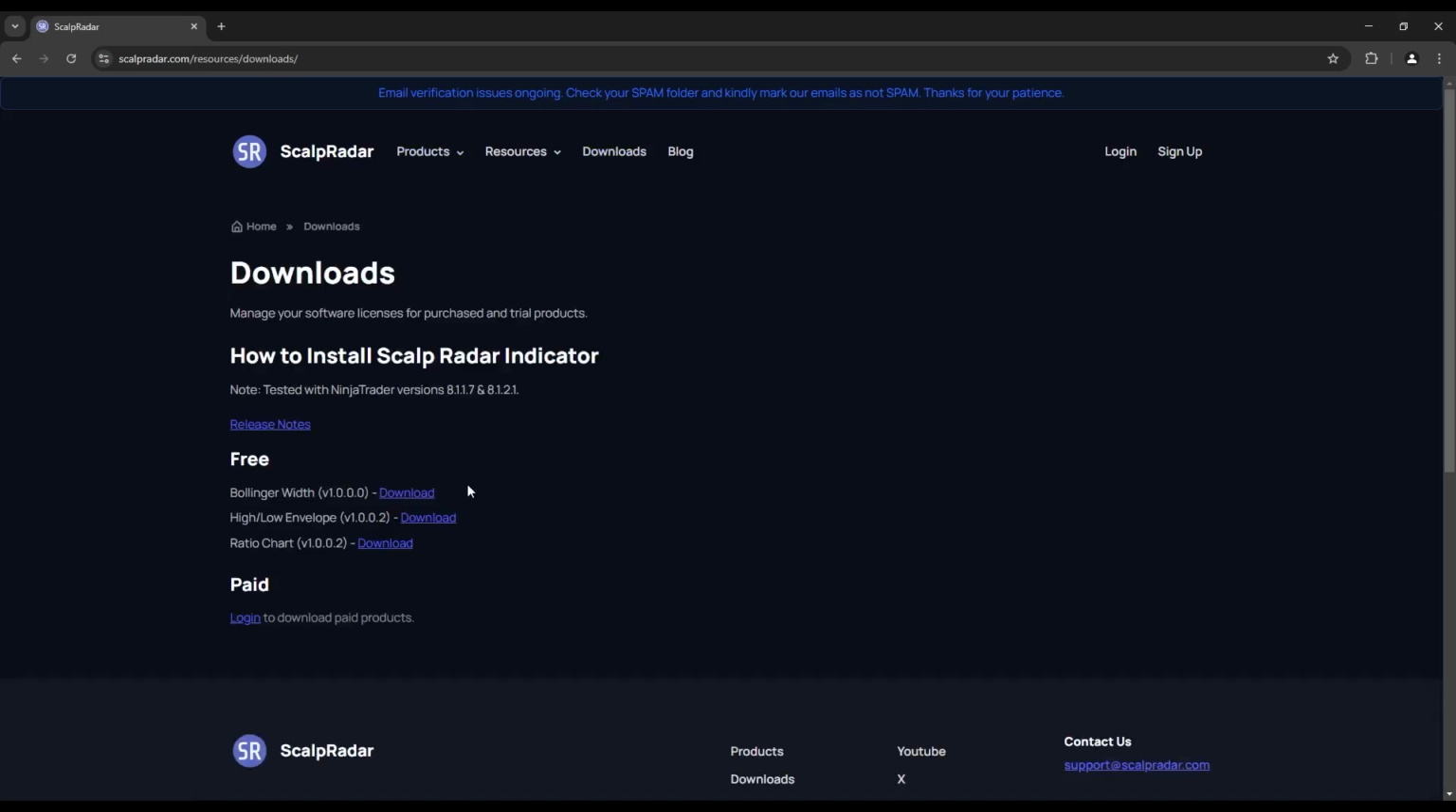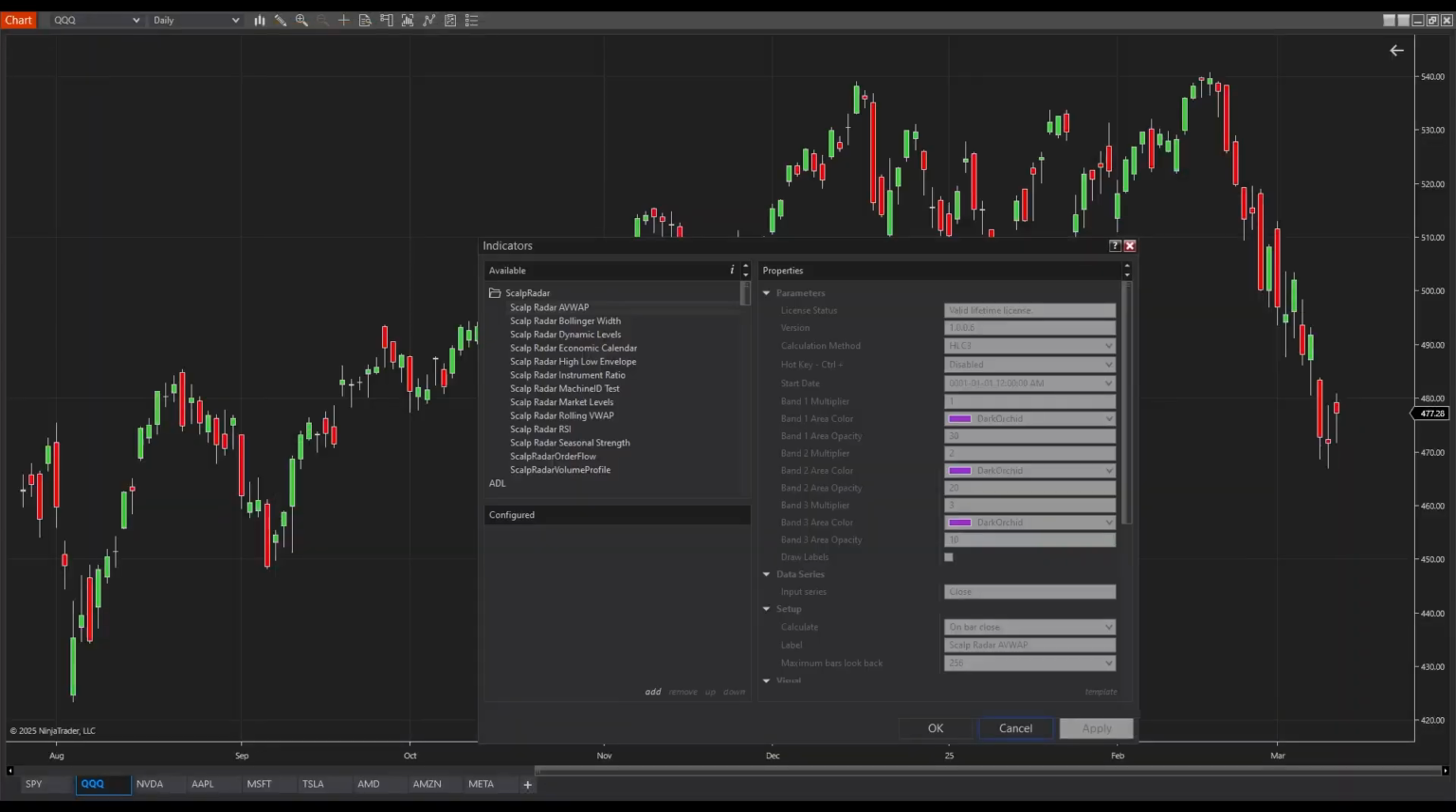So if you head over to the download section, download them. There's no sign up, no credit card, nothing required. Just install them in your NinjaTrader 8 platform and you're good to go.